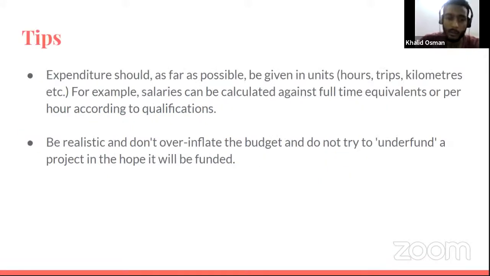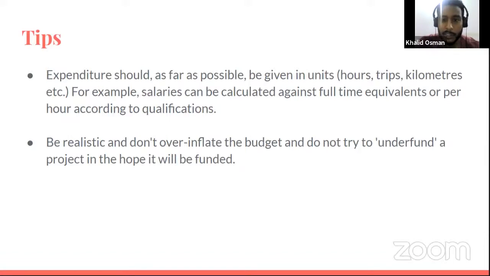These are two general tips. Expenditure should, as far as possible, be given in units, so you have to be specific. As I've said, for example, when I've said that traveling is a direct cost that should be accounted for, you should exactly know the distance, how much each trip cost, and you then go and accumulate these and you put it in the traveling cost. So you must precisely know the units you are using here.